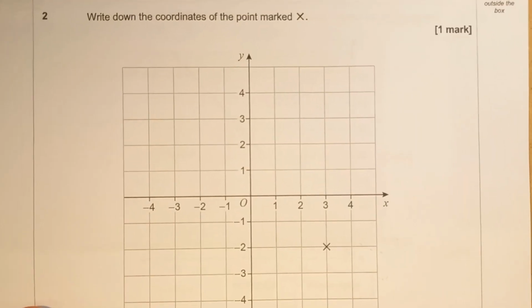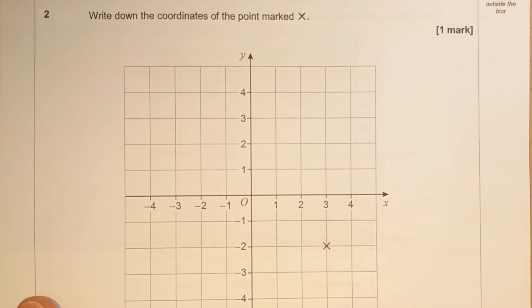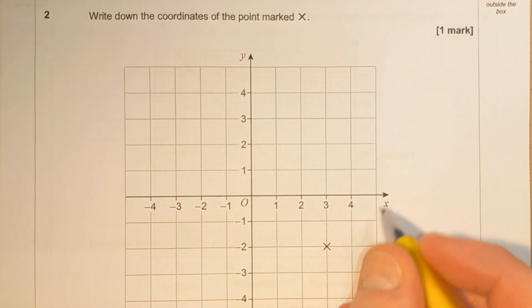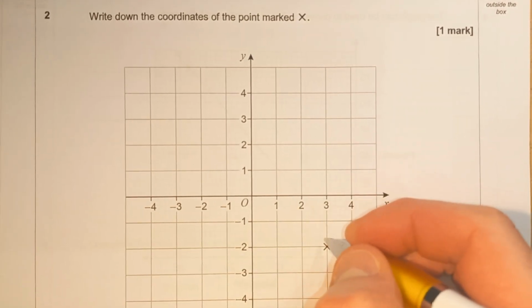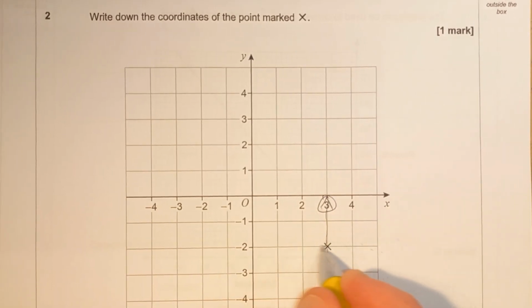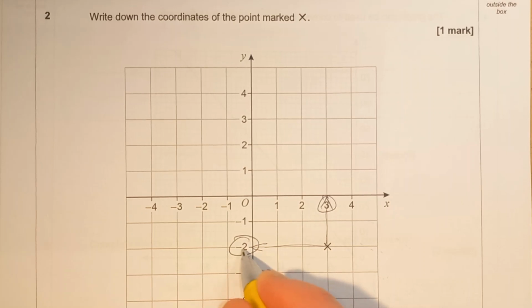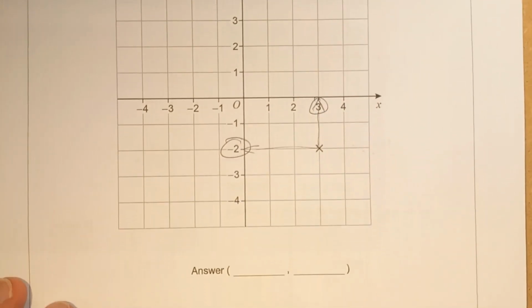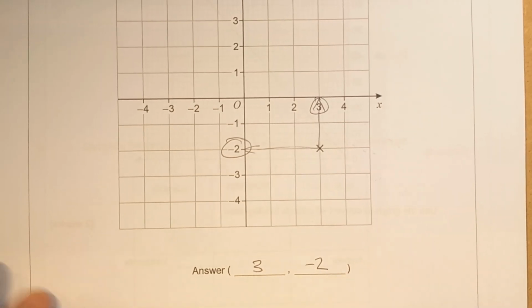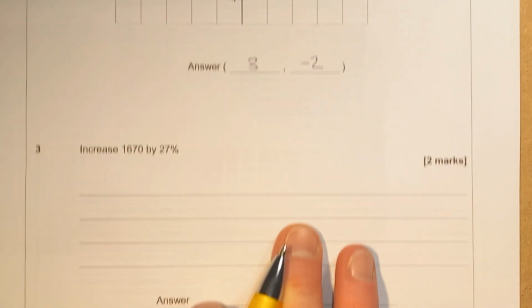Okay. Question 2. Write down the coordinates of the point marked X. Here's X. We always want the X coordinate first. So we've got 3. And then we want the Y coordinate, which is -2. So 3, -2.